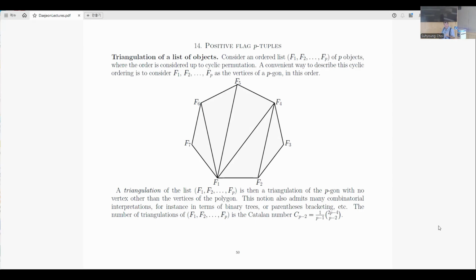And so one good way to understand them up to cyclic ordering is to see them in a cycle, namely as the boundary of a polygon, write them at the vertices of a polygon. Right? And then a triangulation of the list, that's just a triangulation of the polygon where all the vertices are at the vertices of the polygon, namely no interior vertices in that triangulation. Okay, so it's going to be something like this. That's a typical example. Right? And it's a well-known combinatorial object.